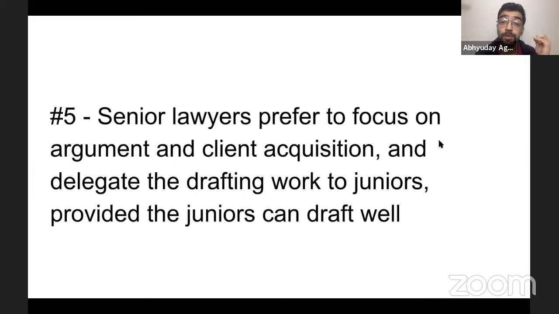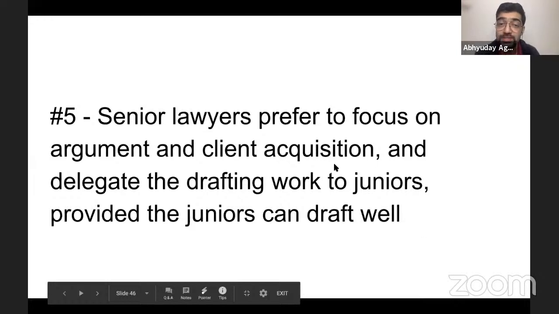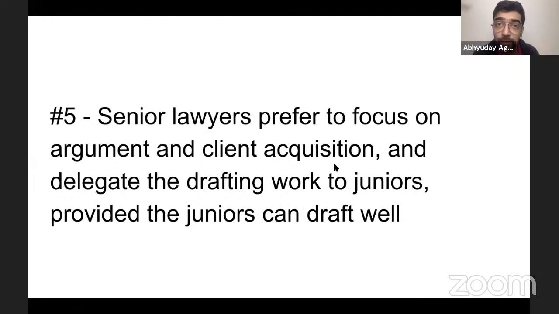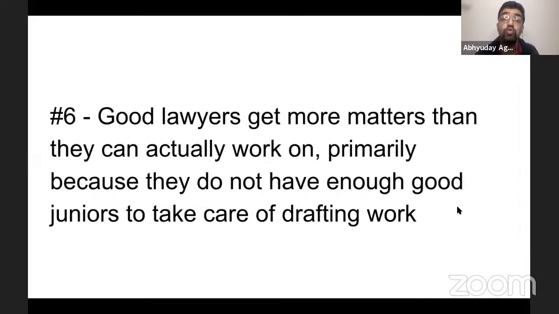Senior lawyers will prefer to focus on their argument and client acquisition. एक बार उनका career take off कर जाता है, तो they start to focus on this, and they will delegate drafting work to junior lawyers. चाहे वो उनके खुद के juniors हो या बाहर से कोई उनके लिए अच्छी drafting करते हैं तो, provided the juniors can draft well. इससे उनका drafting में क्या है ना, argument के comparison में बहुत ज़्यादा time जाता है, ठीक है? So when a senior lawyer wants to specialize, they'll look into the briefings, they'll go into argument, client, business development, but they'll not want to handle all the drafting work. They'll want a stable team to do this.